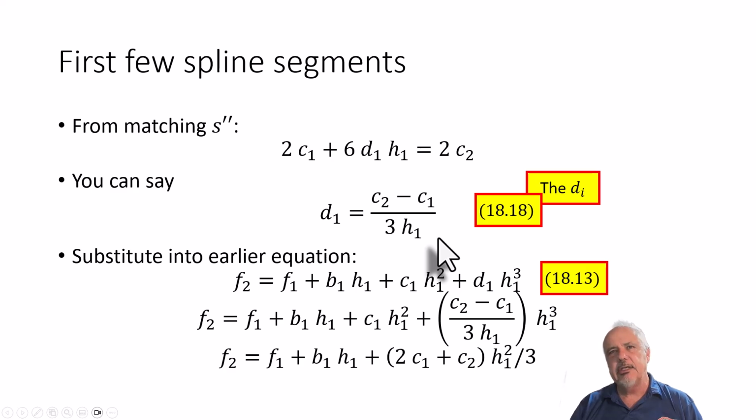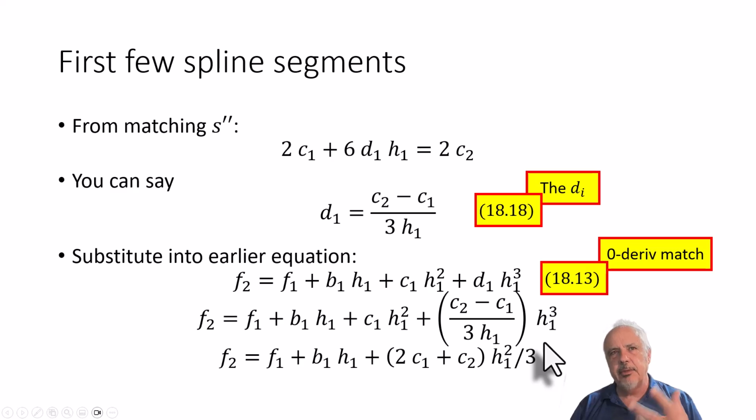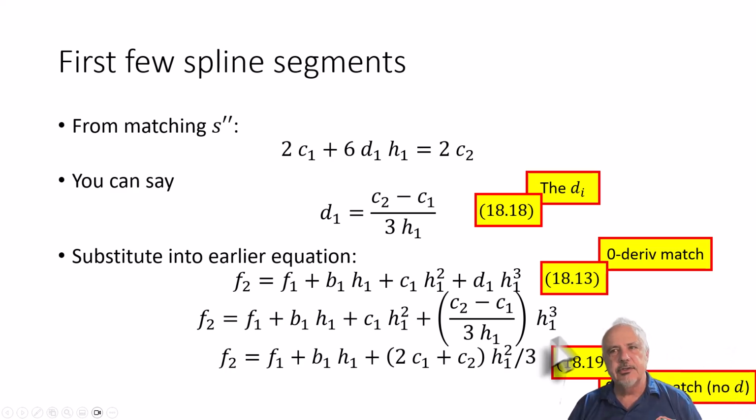Bring it back at 1813, and we're going to substitute into 1813 this handy D1 equation that we had earlier, and then we can sort of clean it up. Remember, 1813 is the zero derivative match. So now we have 1819. I'm going to call that the zero derivative match without the D, no D. So we've got basically F, we've got B1, and we've got the C's still in 1819.